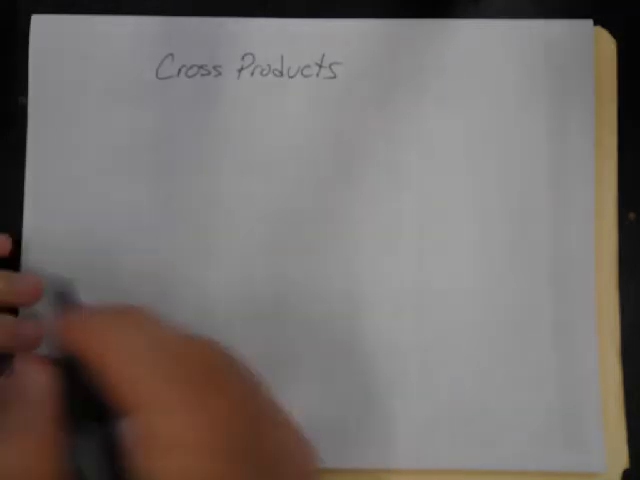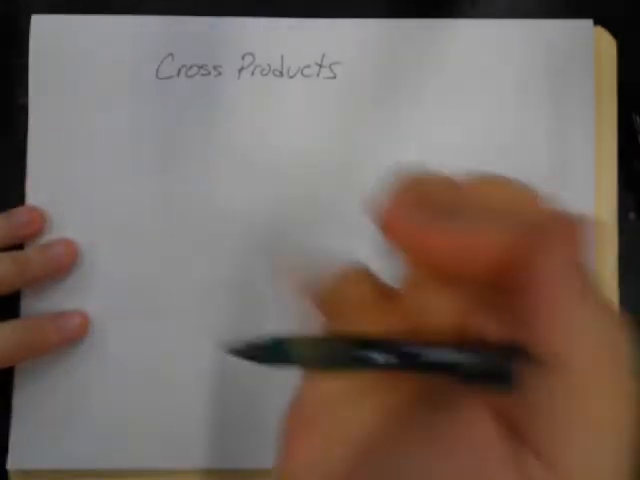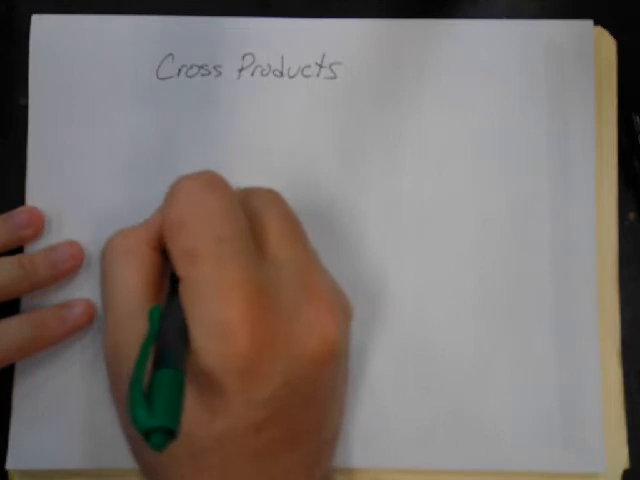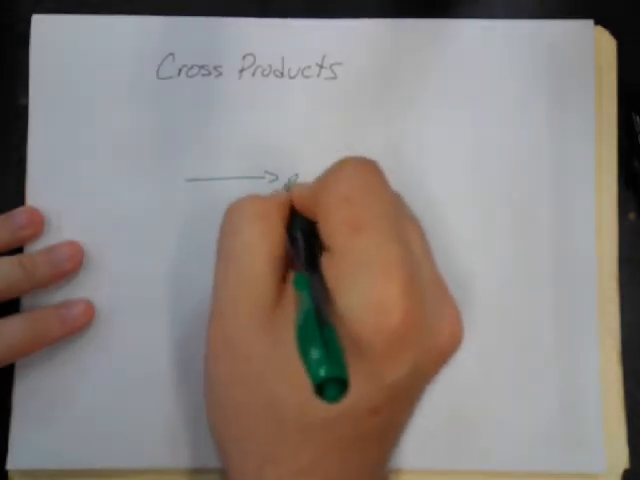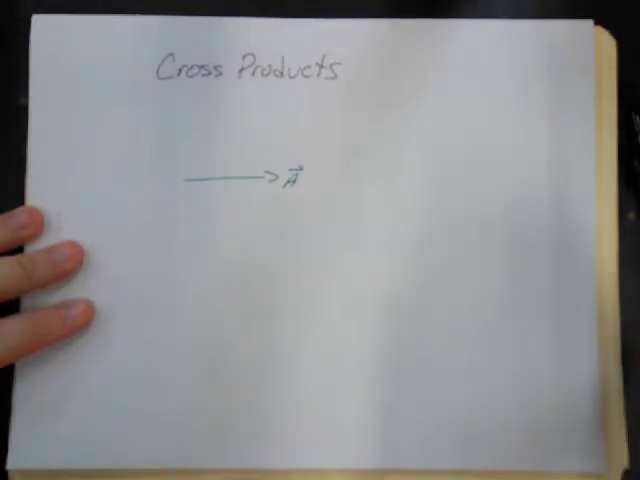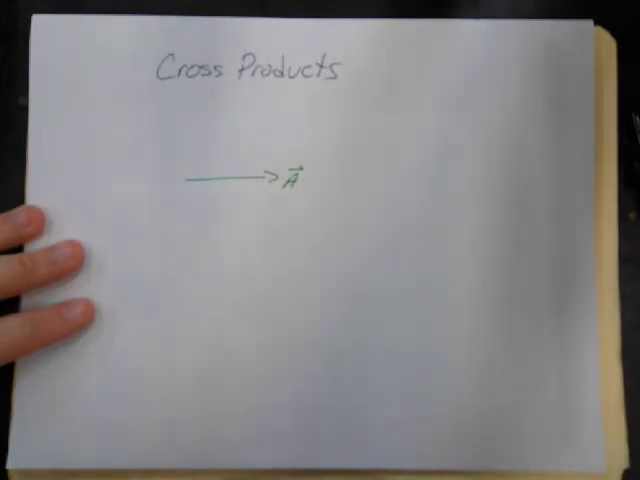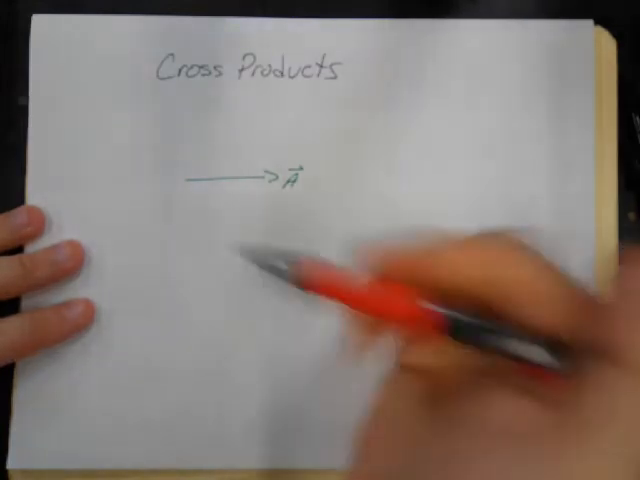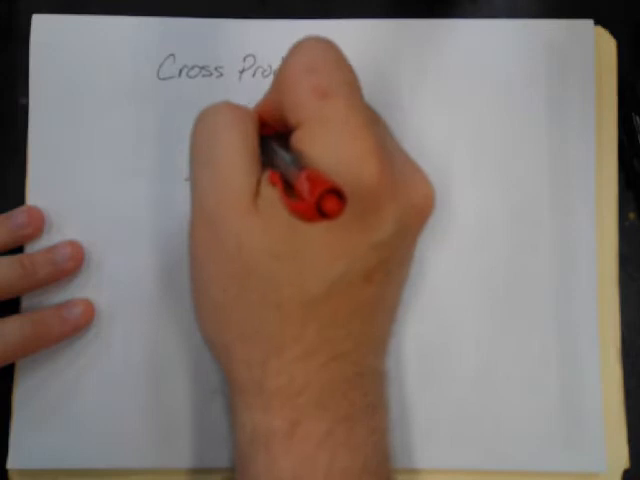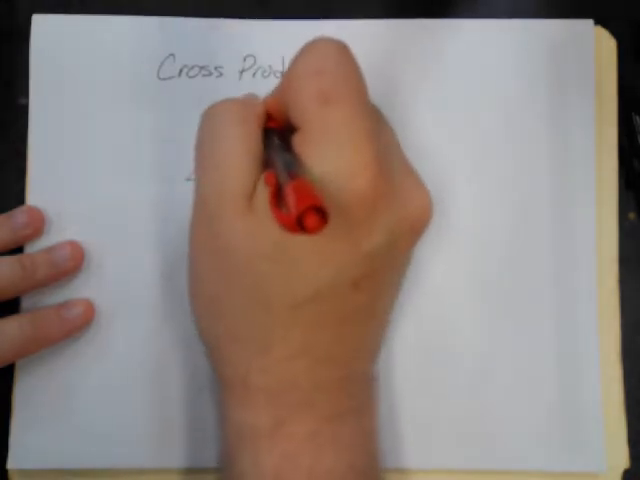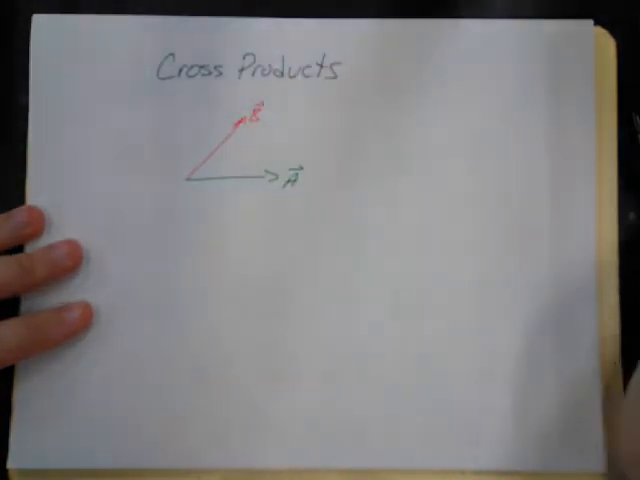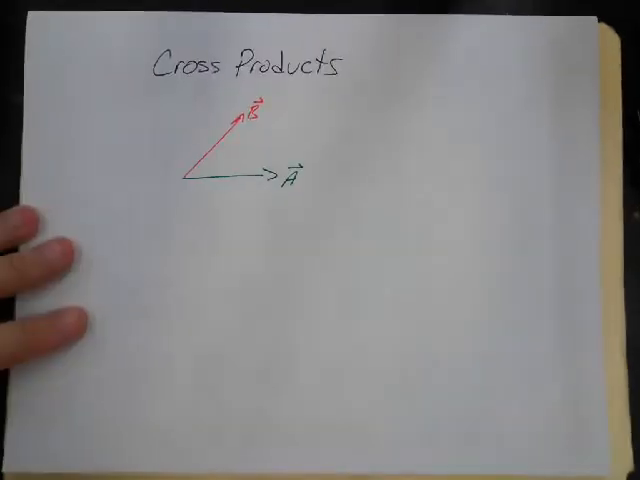Okay. So we have vectors. Let's draw some vectors. Let's draw in A, and so we put that in green. We're going to draw in B here in red.